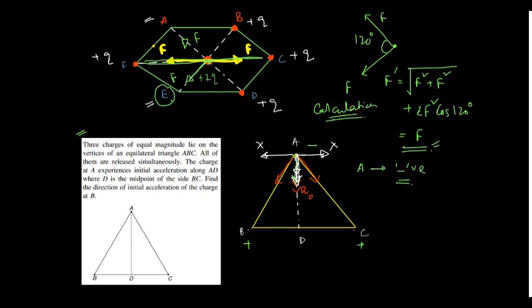Now you pick this point B. Let us see what the forces are. B and C are positive, so B is repelled by C in that direction. Let us call this force F1. And B is attracted by A with force F2. One thing is quite clear: F1 must be equal to F2. Why? Because the charges are the same and the distance is also the same, since they have said equilateral triangle.